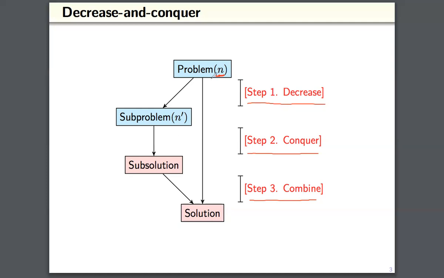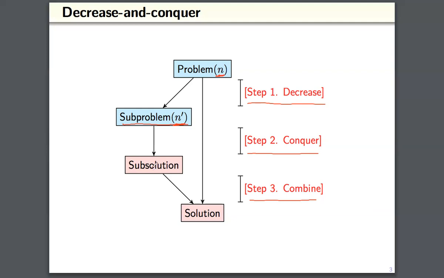So what is the idea here? You decrease the problem size to a smaller size, right? So you get a subproblem of size n dash. n dash is less than n. And then you recursively solve the subproblem. Let's call the solution to the subproblem a sub-solution. And you combine this sub-solution with some other steps, and you get the solution to the original problem. This is the high-level idea of decrease and conquer.